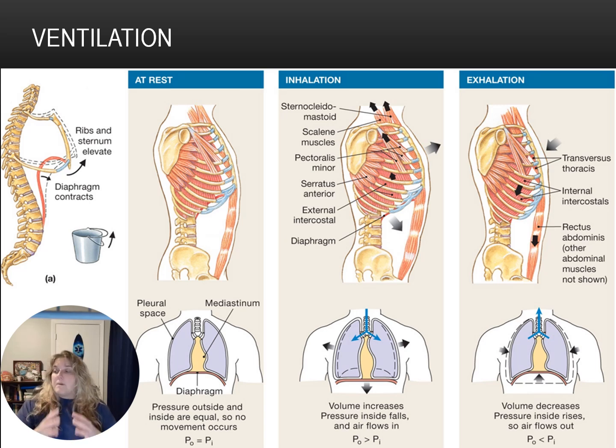So when you think about ventilation, it's a mechanical process of bringing air into and out of the lungs. It is the mechanical process. And there's some very specific thoughts we have. You have inhalation and you have exhalation. So let's look at those.